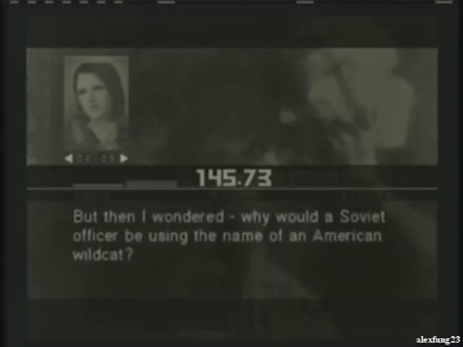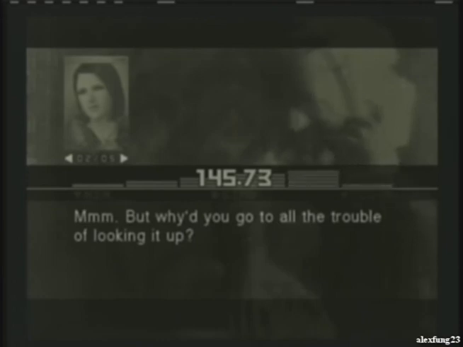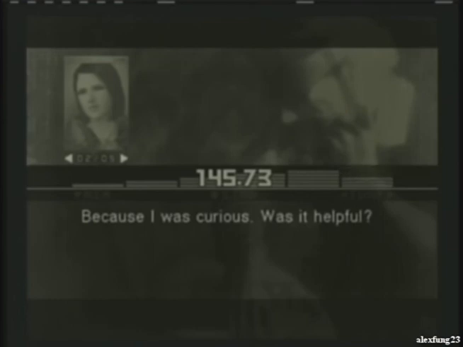But then I wondered, why would a Soviet officer be using the name of an American wildcat? Good question. Maybe it's because he's fast and agile like an ocelot. Yeah, maybe you're right. But why'd you go to all the trouble of looking it up? Because I was curious. Was it helpful? Sure.